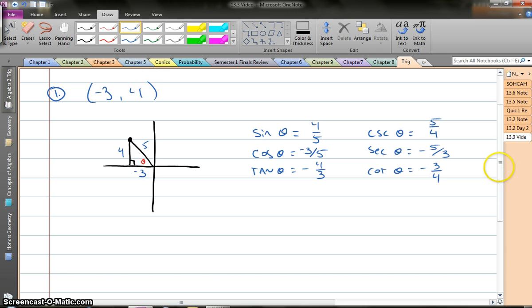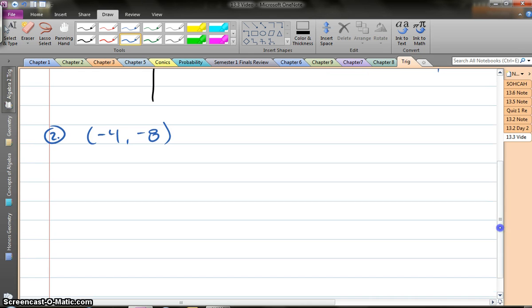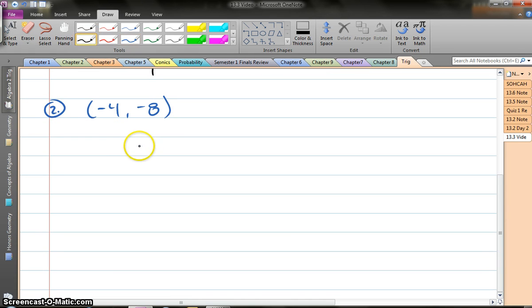All right, let's try another one. The 6 trigs is already something we've been doing with the Pythagorean theorem. The only new part is I'm now giving you a coordinate to determine that. So now we're going to look at -4, -8. Let's draw our xy axis.